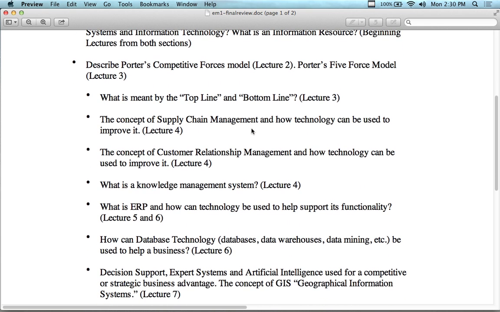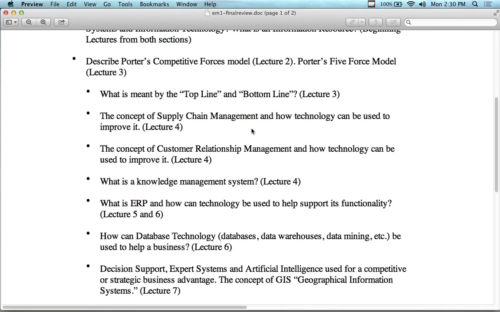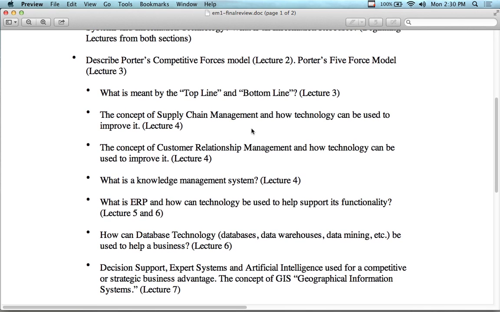Then we got into, remember supply chain management? I know I talked about ERP and supply chain management. Customer relationship management is also on this exam, and so are databases. So you go, oh, I know she talked about supply chain management. You can go to lecture number 4 and refresh your memory on the concept of supply chain management, and then be prepared to answer a question on it: the concept, and how technology is used to improve it.